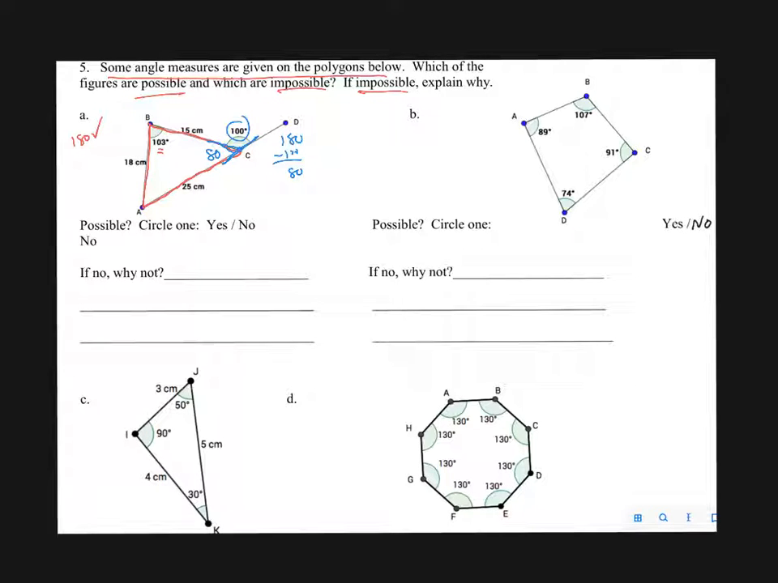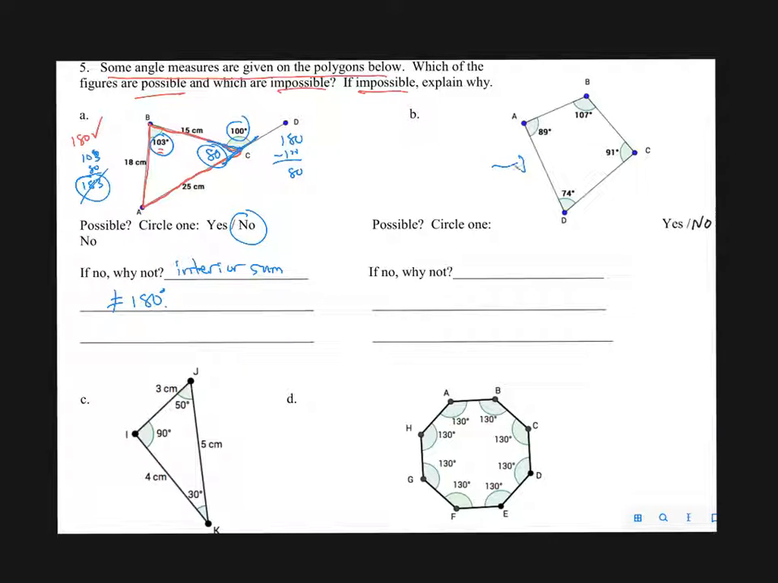Okay, so now I have a 103 degree angle and an 80 degree angle. And if you add 103 plus 80, I get 183, which is not possible. So I'm going to say, no, this is not possible. Why not? Interior sum does not equal 180 degrees.